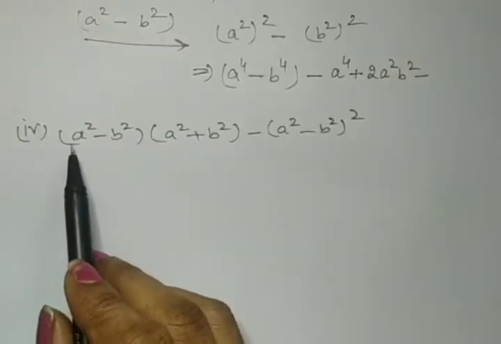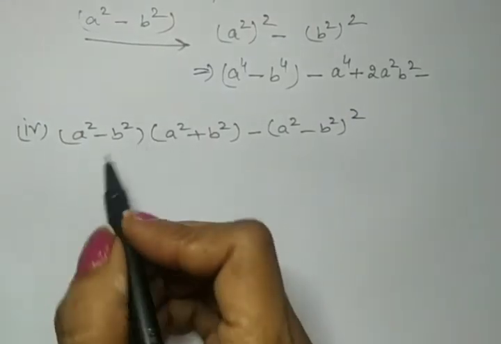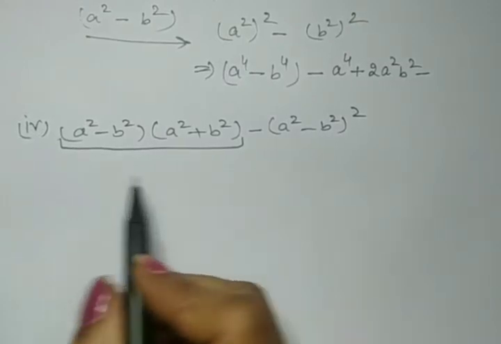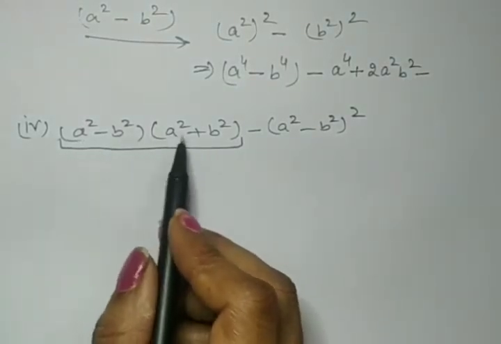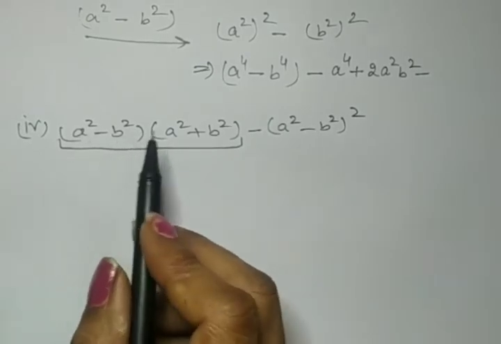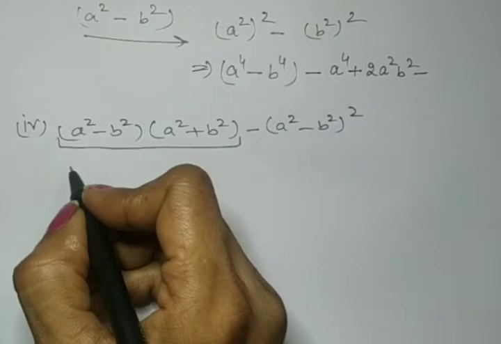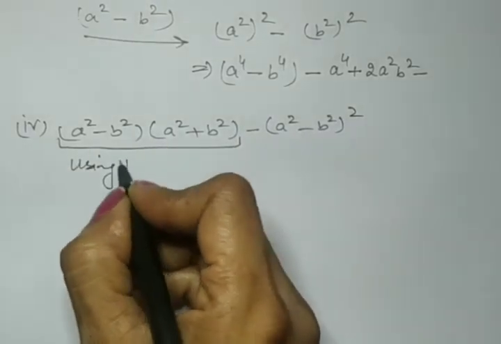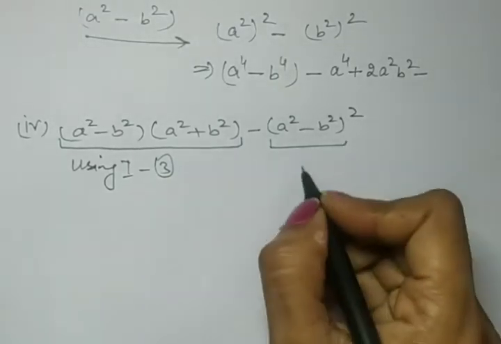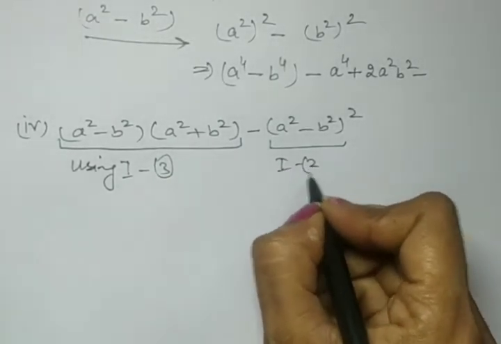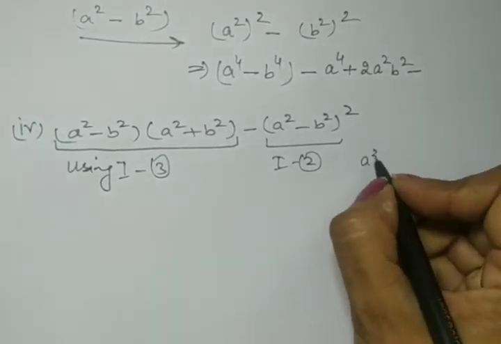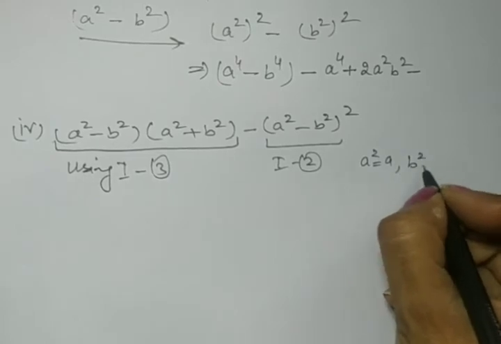Part 4th, we have to simplify this algebraic expression. Dear students, for this part we can use identity third, that is (a minus b) multiplied by (a plus b), where we have considered a square as a and b square as b. So using identity third for this part and identity 2 for this part, as this is (a minus b) whole square, and we have considered a square as a and b square as b.